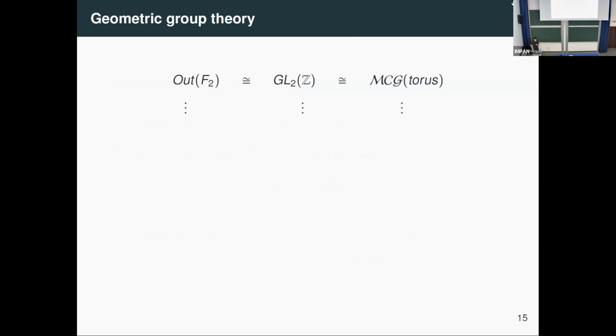Okay, so it turns out that in geometric group theory, there is a certain analogy between three classes of groups. And this is a very influential analogy that people use to study two of these families.